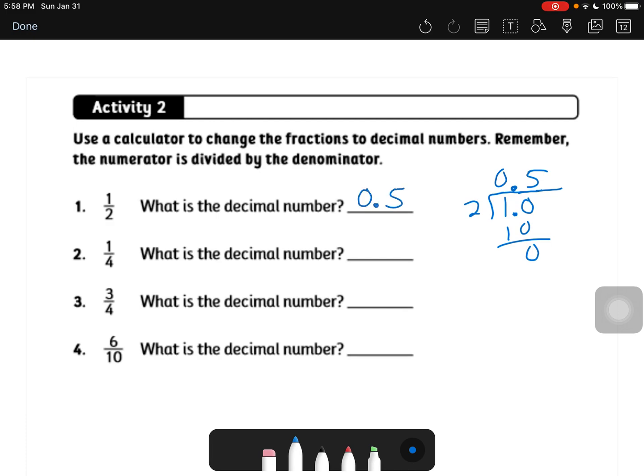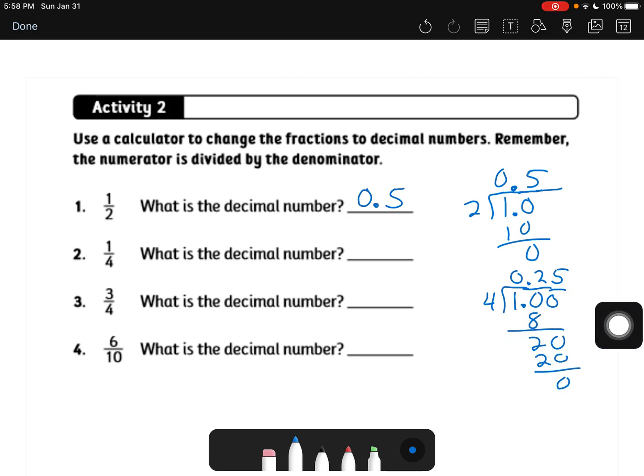Okay. 1 divided by 4. Well, I'm going to do the same thing, put a 0 there. I know that 4 can't go into 1, so that's 0 times. So I think 4 goes into 10. I know that that's 2 times. I'm going to put the decimal right there. 2 times 4 is 8. Remainder of 2, and then I bring down another 0. 4 goes into 20 5 times. And then that's it, 0.25.